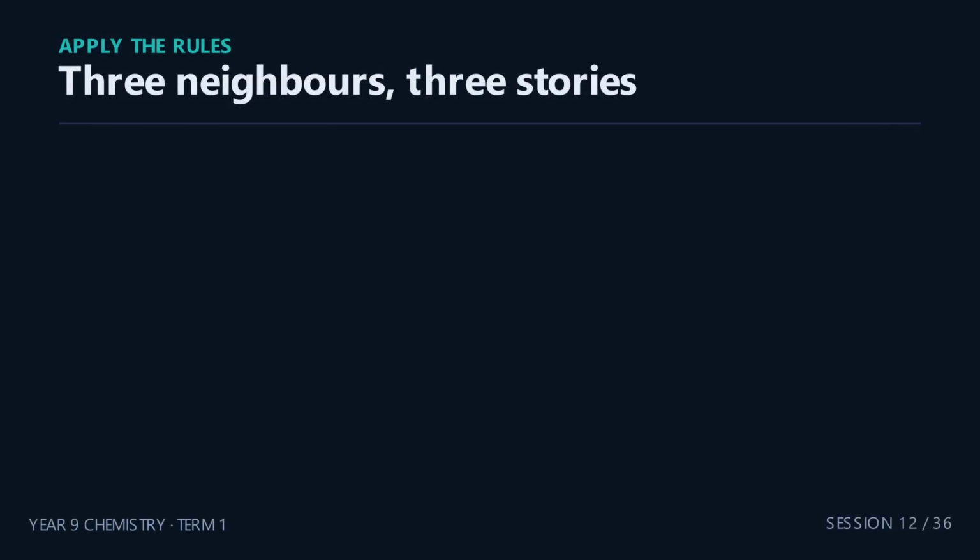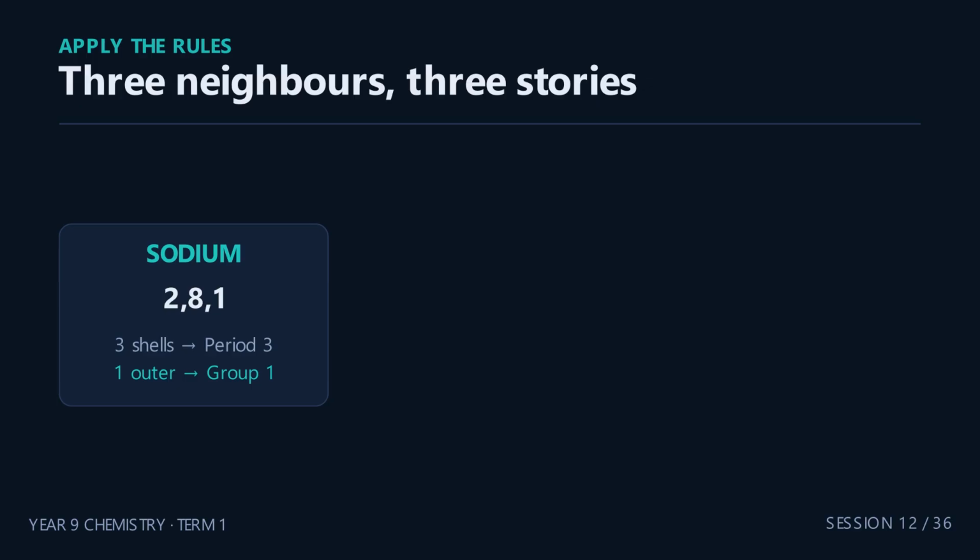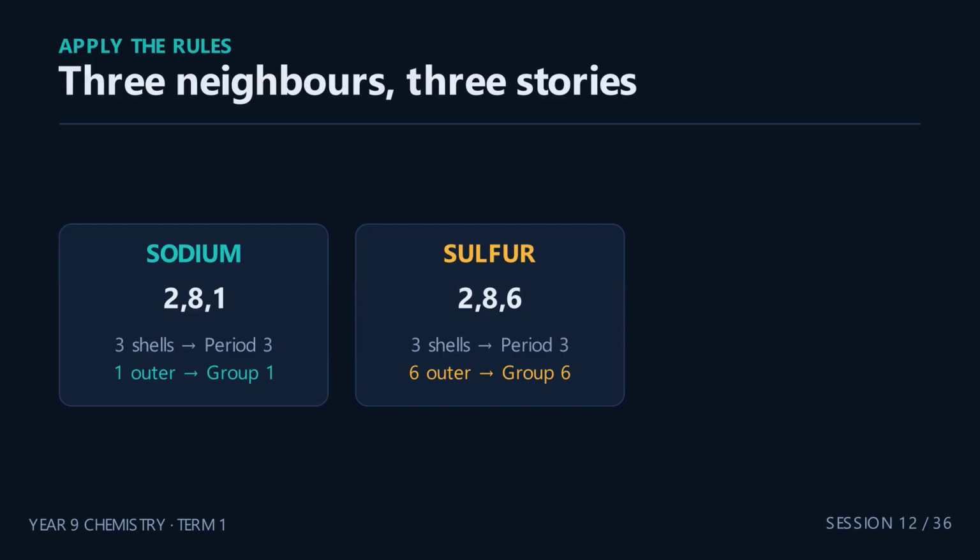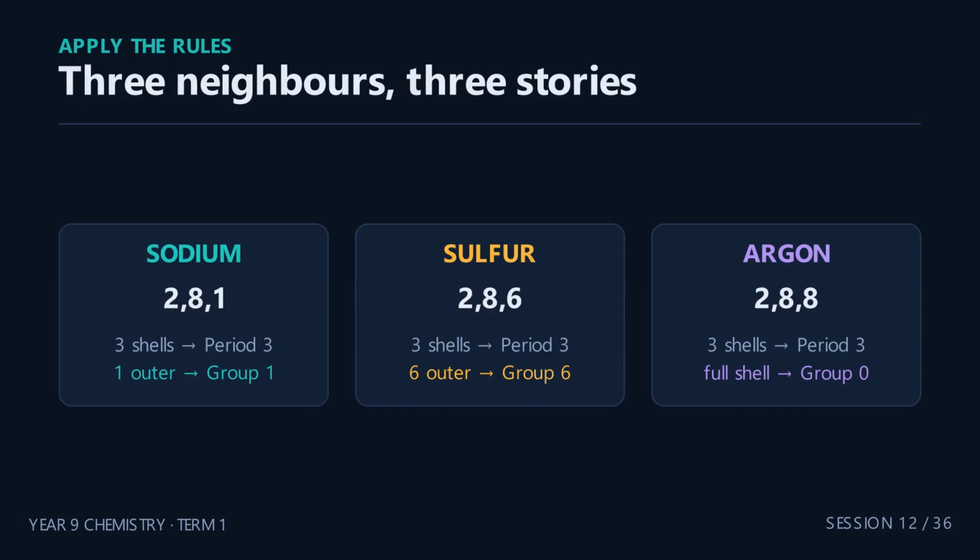Apply the rules. Sodium, 2, 8, 1. 3 occupied shells, so period 3. 1 outer electron, so group 1. Sulfur, 2, 8, 6. 3 shells, period 3. 6 outer electrons, group 6. And argon, 2, 8, 8. Period 3 again, but its outer shell is full, so it belongs to group 0. Same period, 3 very different personalities.